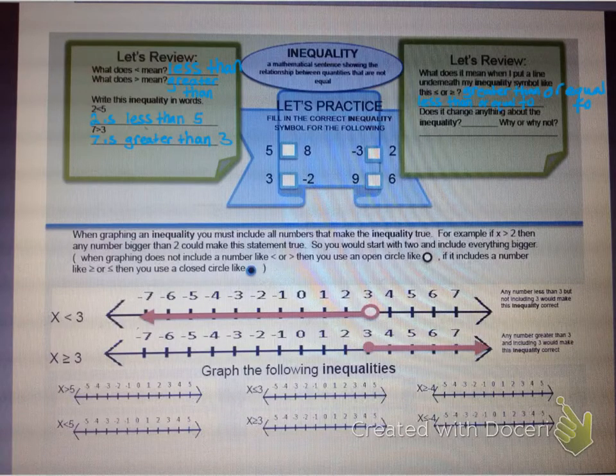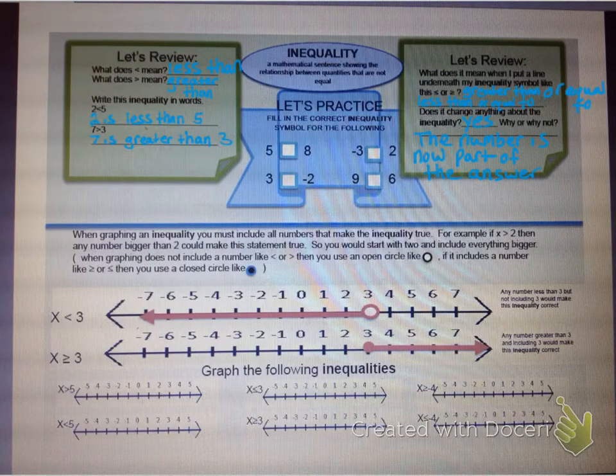And the question is, does that change anything about the inequality? Why or why not? And the answer is yes, it does change a lot, because now we're actually going to include that number as part of our answer. And we're going to see that as we get to the bottom of this page about how we're thinking about it and exactly what that equal to part means.